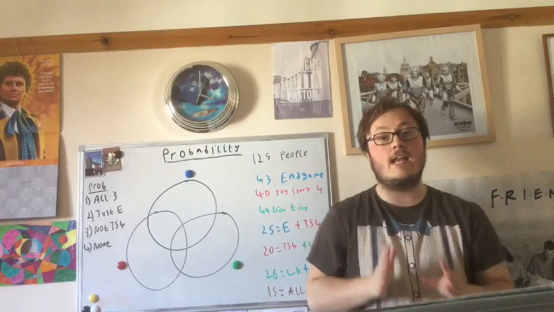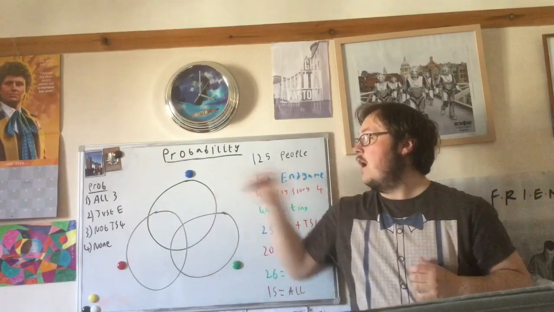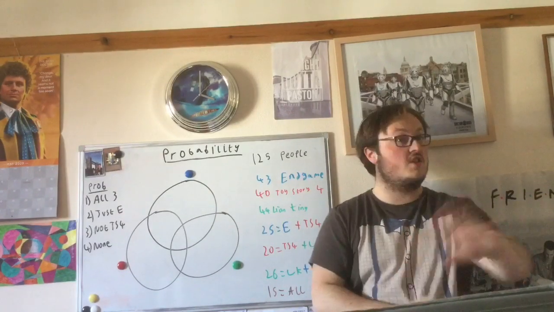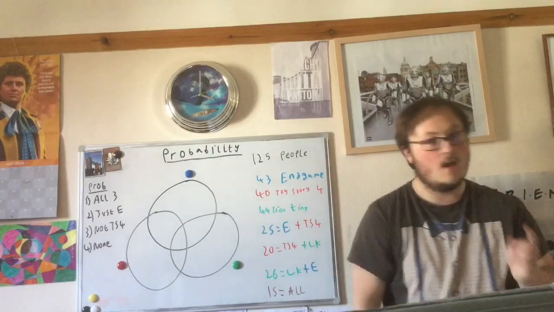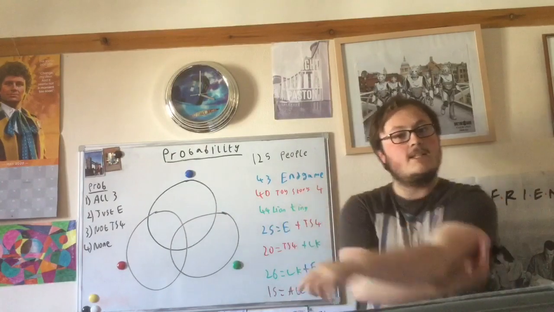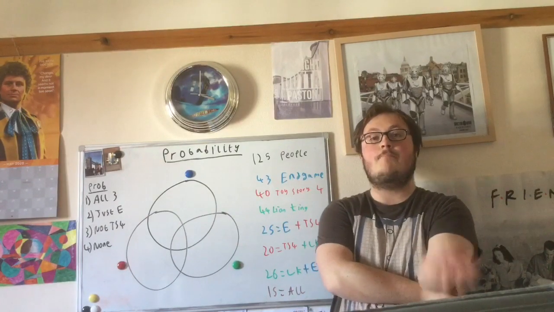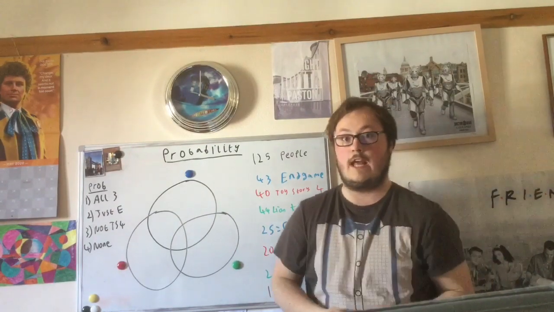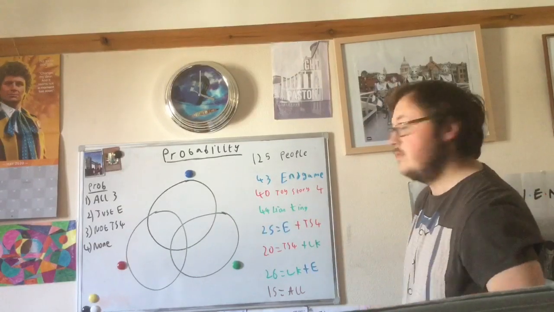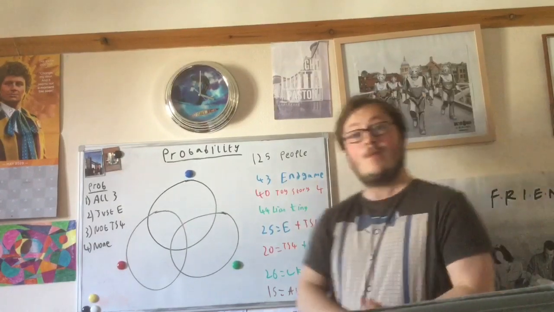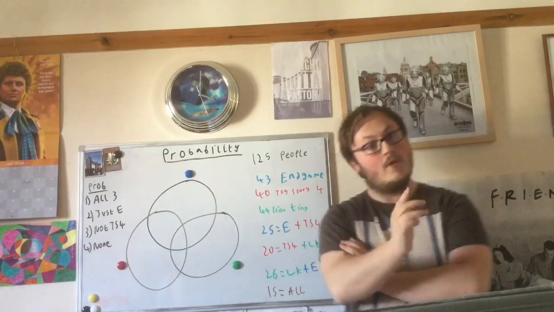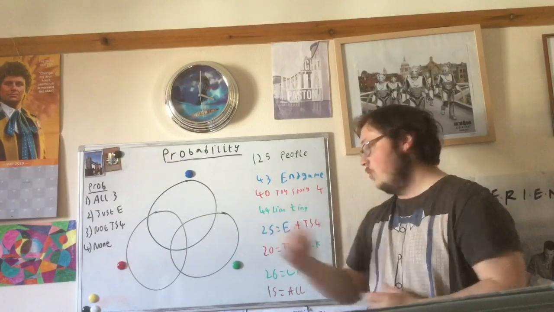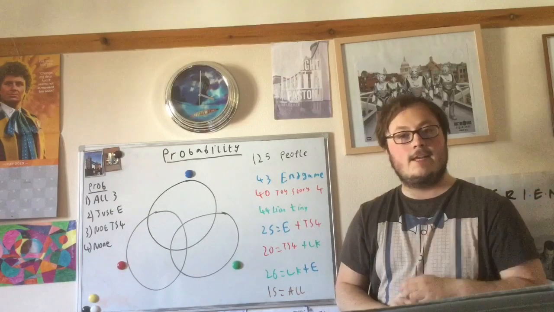So here is your challenge for today. I've drawn the Venn diagram for you, but you just need to fill it in and solve 4 probability questions for me. Now, I asked 125 people if they had seen any of the big blockbusters from last year. Out of those 125 people, 43 of them had seen Avengers Endgame. 40 of them had seen Toy Story 4. And 44 of them had seen The Lion King.